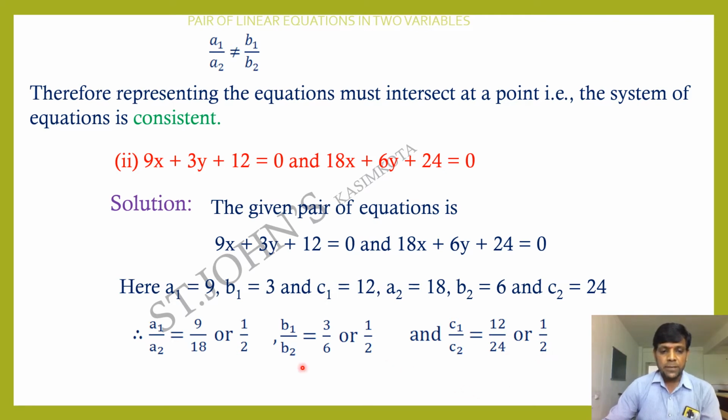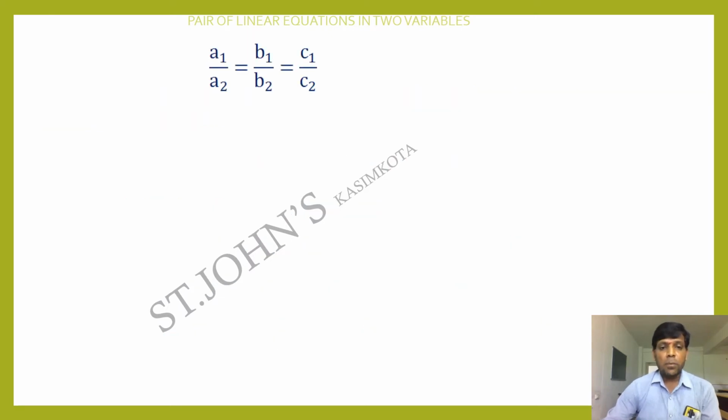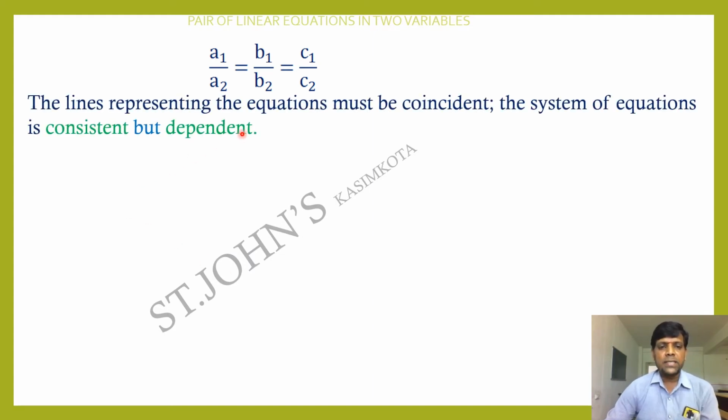So we observed a1 by a2 equal to b1 by b2 equal to c1 by c2. So all are equal. Means what type of lines? These lines are coincident lines. Coincident lines are dependent lines. Clear? Now a1 by a2 equal to b1 by b2 equal to c1 by c2, all are equal. The lines representing the equations must be coincident. The system of equations is consistent but dependent.